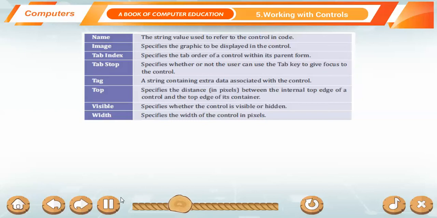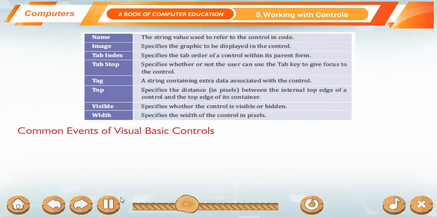Tag: a string containing extra data associated with the control. Top: specifies the distance in pixels between the internal top edge of a control and the top edge of its container. Visible: specifies whether the control is visible or hidden. Width: specifies the width of the control in pixels.